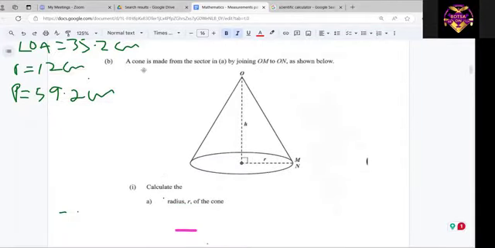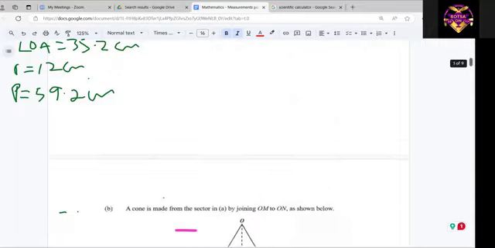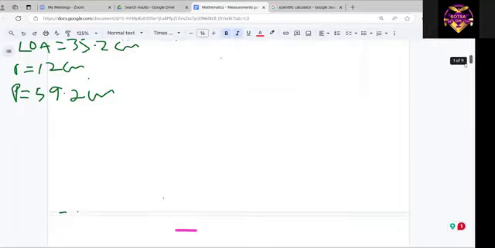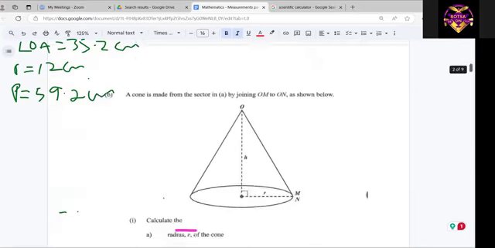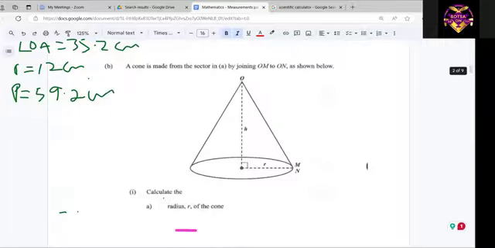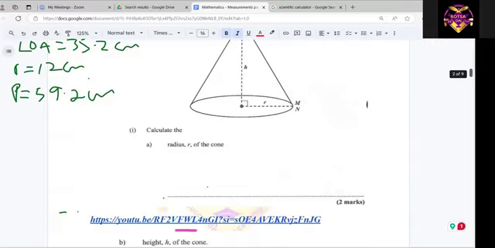Okay, so part B, they're saying a cone is made from the sector. So apparently, they took this sector and made a cone out of it. So some people may not understand this. So I actually have a very short video. I'll just play a piece of the video.